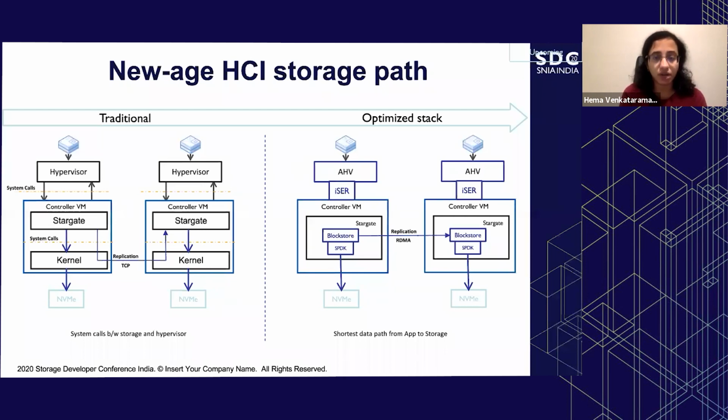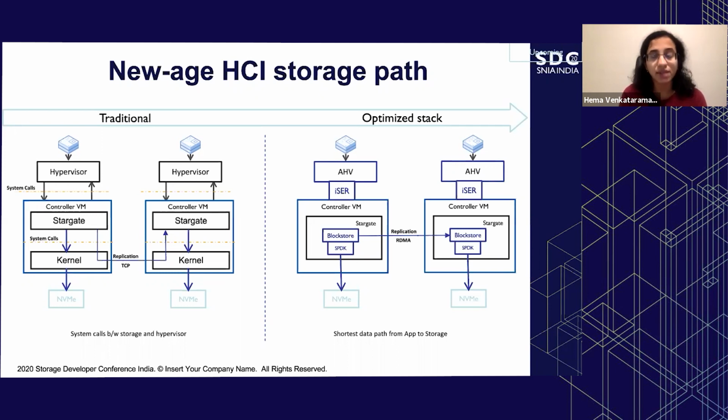copies and context switches. Now, the highly optimized New Age stack uses iSER for shipping the IO from the user VMs to the controller VMs. Stargate, which uses RDMA to listen for these incoming packets, receives the same and uses Blockstore and SPDK to process the storage path of the stack.